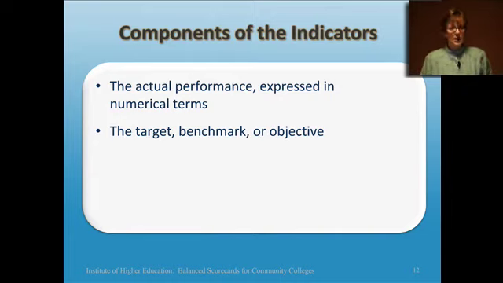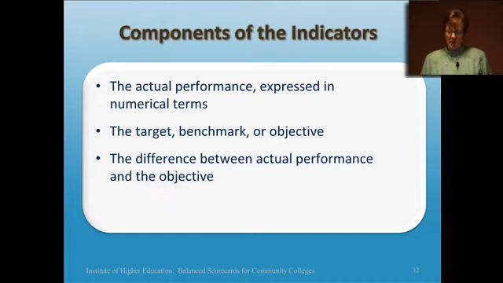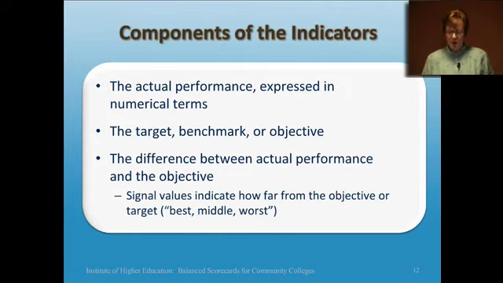And then similarly, you would have then the difference between the two expressed in some manner. I'm going to suggest a way that you can do that I call signal values, which indicate something about how far you are from the target or the preferred level.